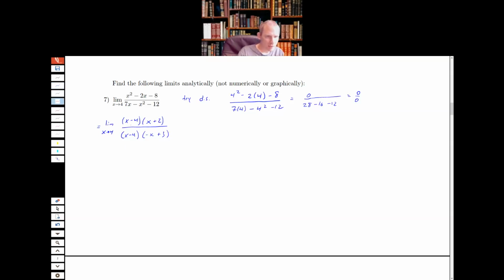So now we cancel away our x minus 4 factors. We have the limit as x approaches 4 of x plus 2 over negative x plus 3. And now on this limit, I can use direct substitution.